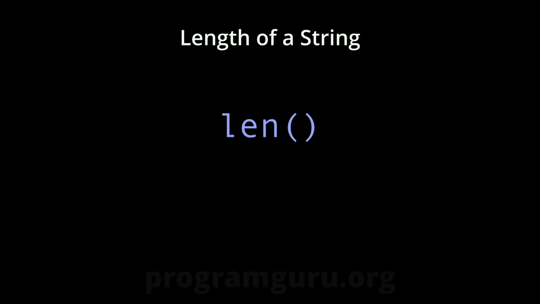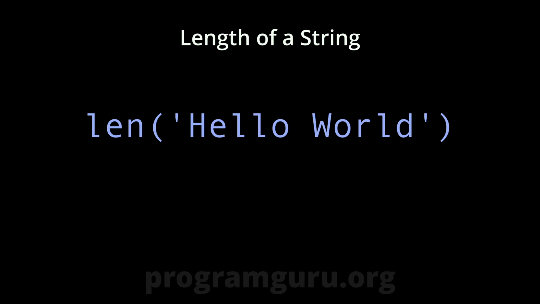How to get length of a string in Python? To get the length of a given string in Python, you can use the len built-in function. The len built-in function takes an iterable as argument and returns the number of items in that iterable. Since a string is an iterable of characters, if you pass the string as argument to the len built-in function, it returns the number of characters in that string. It returns an integer value.